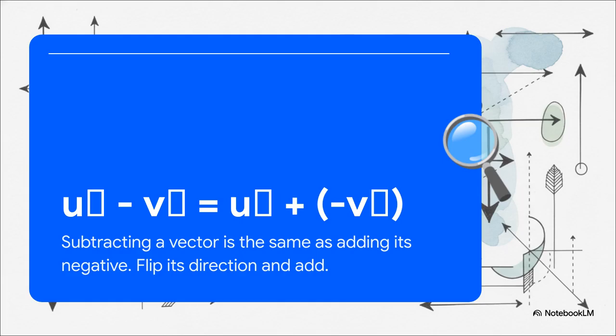And that brings us perfectly to subtraction. You see, the easiest way to think about subtracting a vector is to just think of it as adding the opposite. So to get u minus v, you just take vector v, flip its direction around, and then add it to u using that head-to-tail method we just talked about. See? It turns a new operation into one we already know how to do.